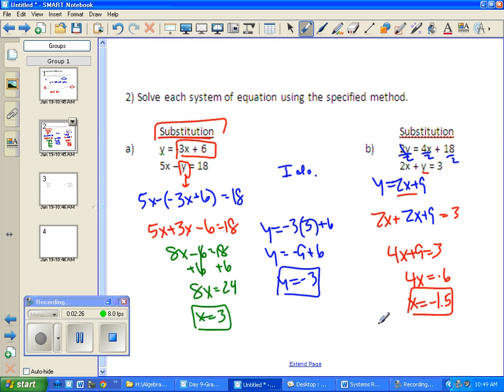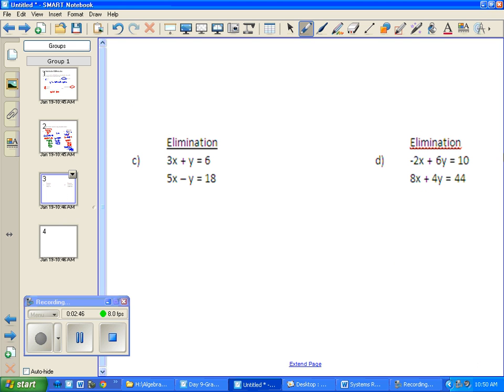Once you go back up, plug that guy in. Let's do the bottom one. 2 times negative 1.5 plus y equals 3. 2 times negative 1.5 is negative 3. Negative 3 plus y equals 3. Add 3 to both sides, y equals 6. If you have y equals 0, be careful with your signs. y equals 6. Go ahead and check that one if you don't believe me.